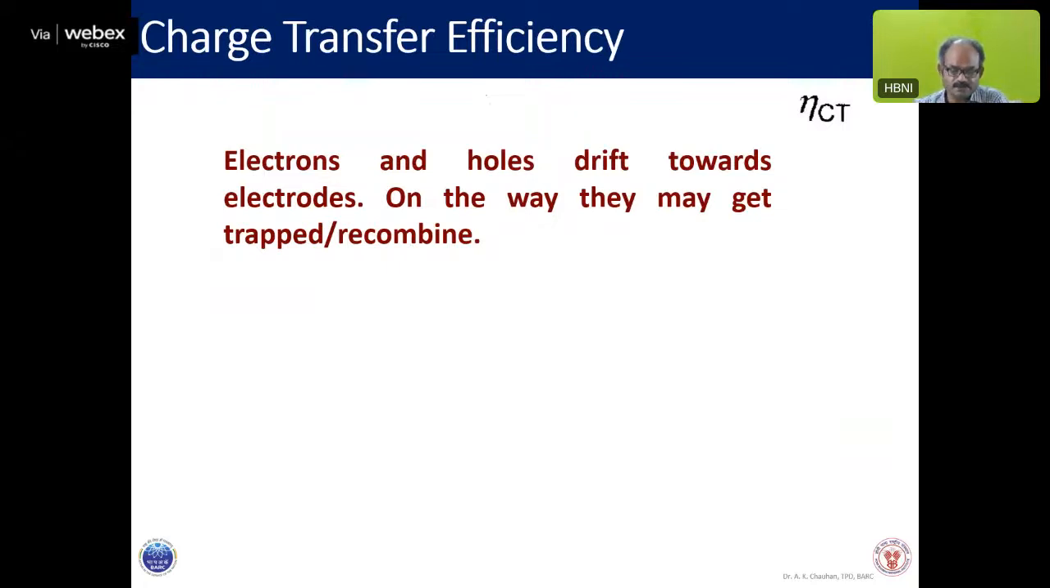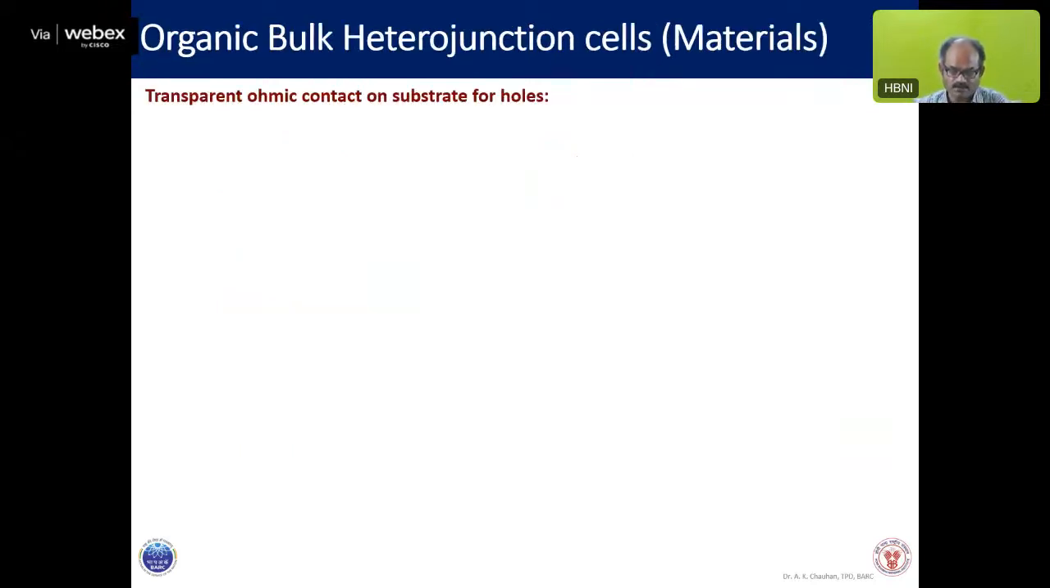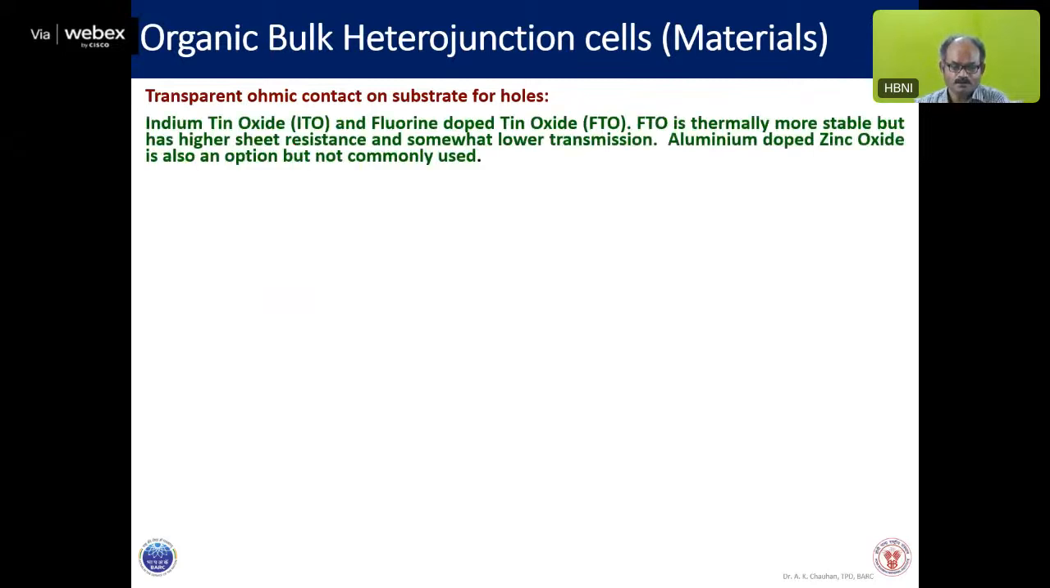Charge transfer efficiency is about electrons and holes drifting towards the electrodes. On the way, they may get trapped or recombined. The ratio of total charge reaching the electrodes to total conducting charge created at the interface defines charge transfer efficiency. These I have already explained to you earlier.